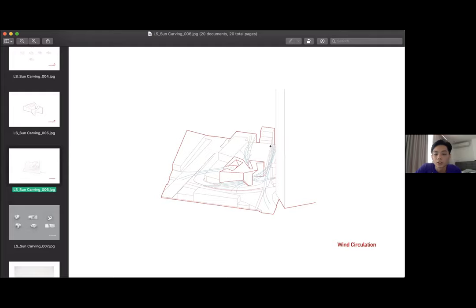And this is the wind circulation. This street is a very tight street surrounded by high rises. So the downwind from the high rises goes through here onto the estero. Given that, the sun carving catches the wind through the front onto the back. Same goes to the back and the side.